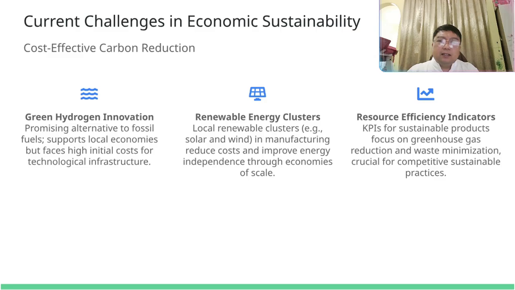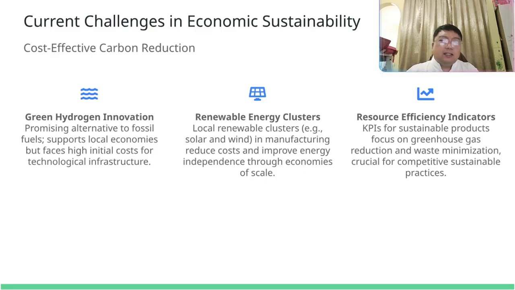Green hydrogen innovation, a promising alternative to fossil fuels, supports local economies but faces high initial cost for technological infrastructure. This technology is still ongoing. It's very costly to adapt to this situation. Renewable energy cluster, like we have seen with solar pumps and everything, you will see them everywhere. You will go to some places that put solar panels on the roof of the houses to reduce the cost of electricity and everything.